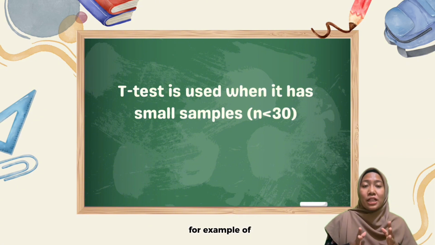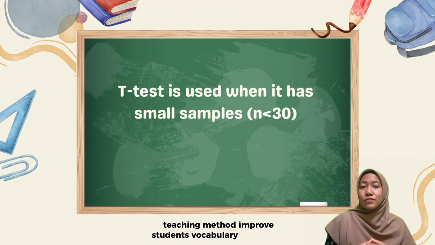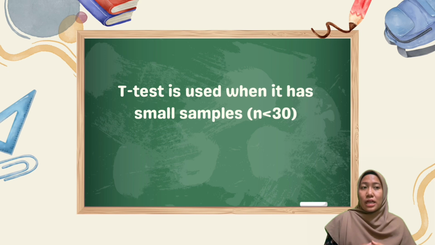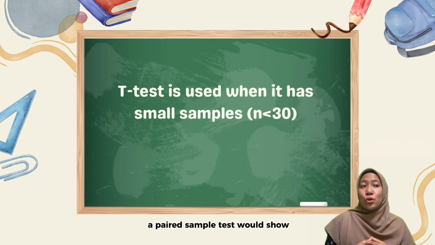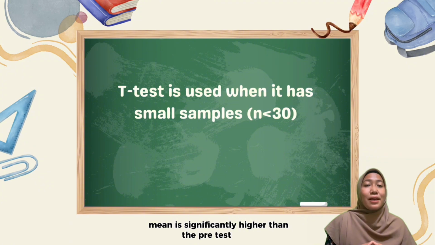For an example of this t-test, a teacher wants to know whether a game-based vocabulary teaching method improves students' vocabulary knowledge. The teacher compares students' vocabulary test scores before and after the intervention. A paired sample test would show whether the post-test mean is significantly higher than the pre-test mean.